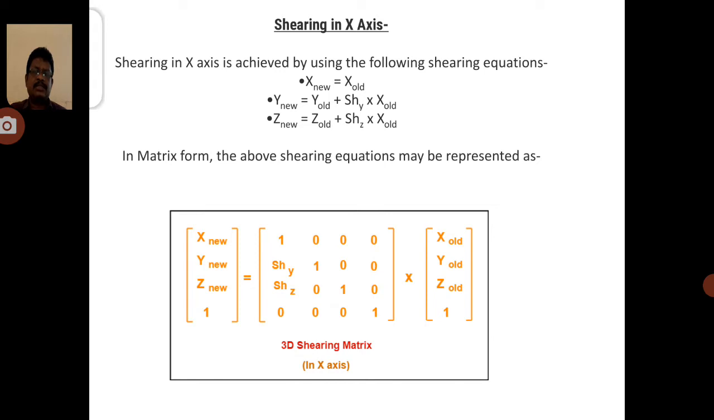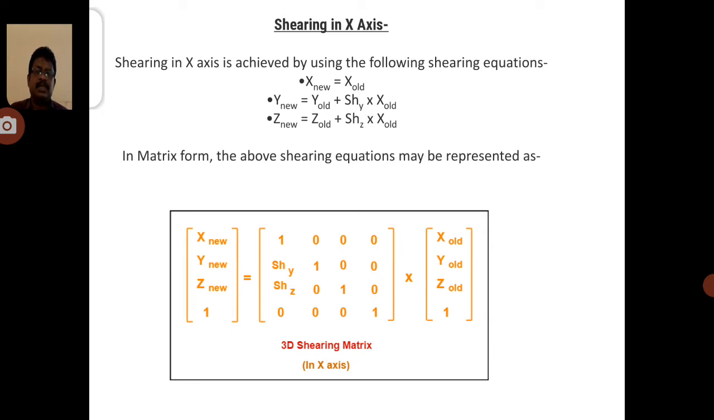Now you can observe this is the reverse of the previous technique, what we did in the reflection. Coming to shearing, if you take shearing in the x axis, there is no impact on the x axis, but it impacts the y axis and the z axis. That means those values may change. The x axis value doesn't change when we are doing shearing in the x axis, so the x axis coordinate is the same. That's why here we can define x new equals x old, and y new equals, you have to write some of the equations.